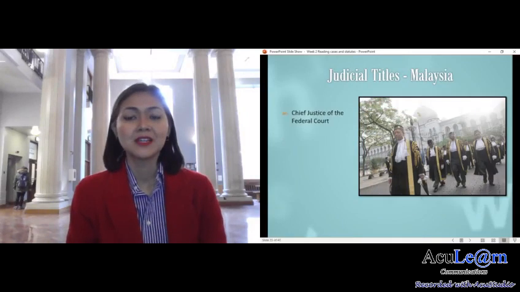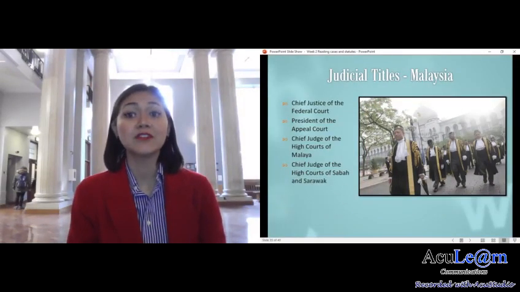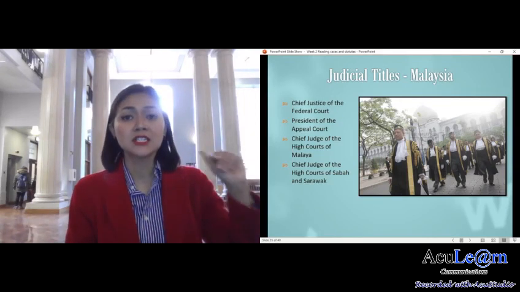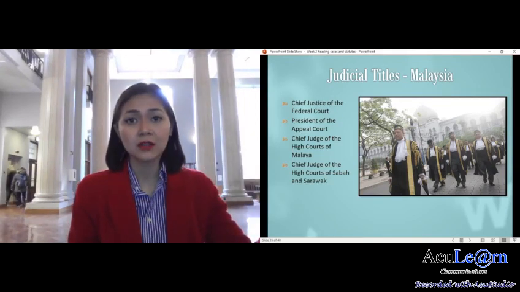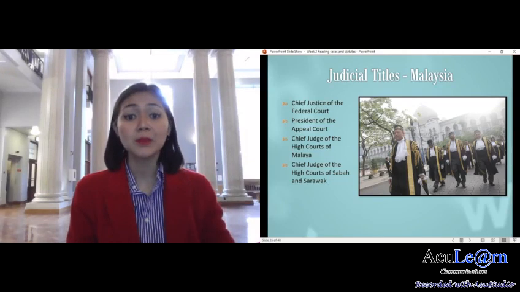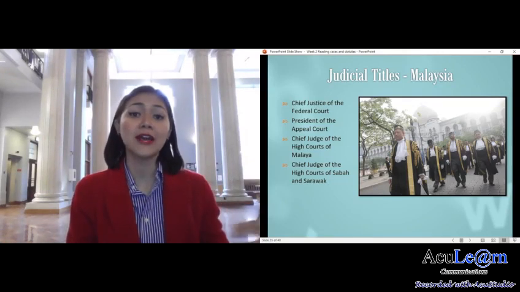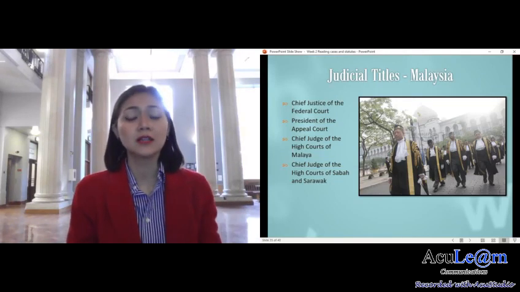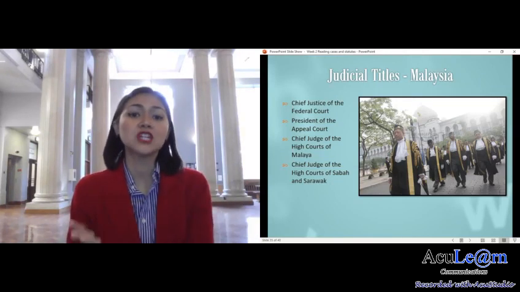Judicial titles in Malaysia would differ a bit. You have Chief Justice of the Federal Court, who would be the head of justices at the federal court level. And then after that, you have President of the Court of Appeal, and Chief Judge of the High Court in Malaya, the one that heads the High Court judges, and you also have separate Chief Judges for the High Courts of Sabah and Sarawak.